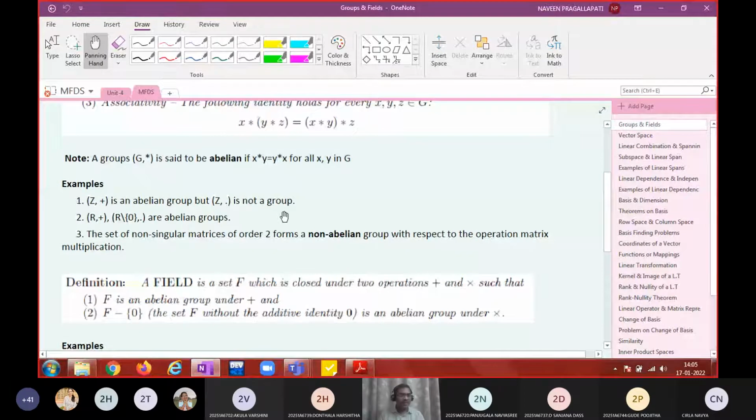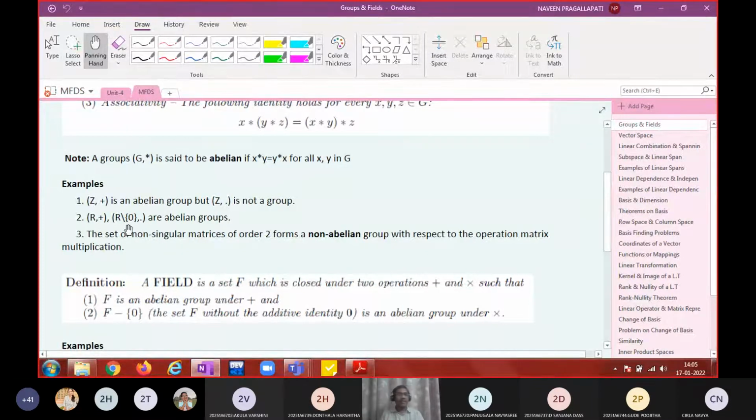So we have seen some examples of groups. The set of integers is an abelian group with respect to addition of integers. But the set of integers with respect to multiplication is not a group because 0 does not have a multiplicative inverse, because 0 into 1 by 0 is not equal to 1. So 0 does not have a multiplicative inverse, therefore the set of integers with respect to multiplication is not a group. If you take the set of real numbers, that is also a group with respect to addition. And from the real numbers, if you remove 0, the set of all non-zero real numbers will form a group.